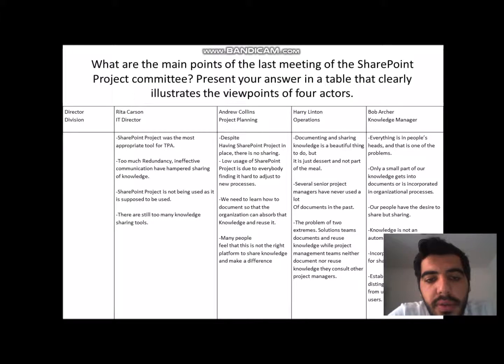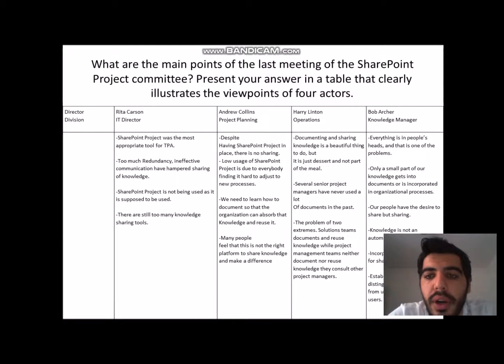Harry Linton, operation division. Documenting and sharing knowledge is a beautiful thing to do, but it is just dessert and not part of the meal. Several senior project managers have never used a lot of documents in the past. The problem is two extreme solutions: teams document and reuse knowledge, while project management teams neither document nor reuse knowledge, they consult the other project managers.